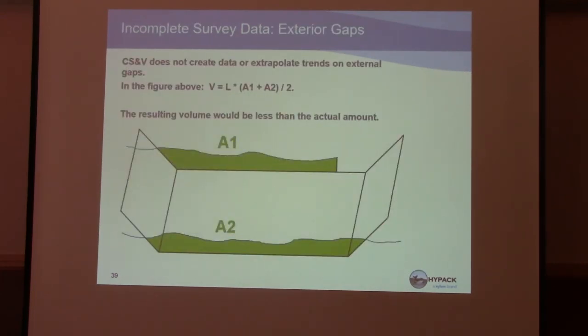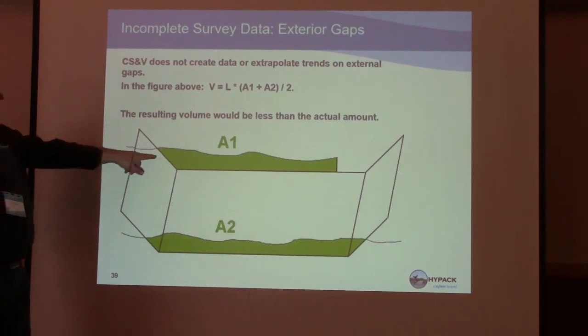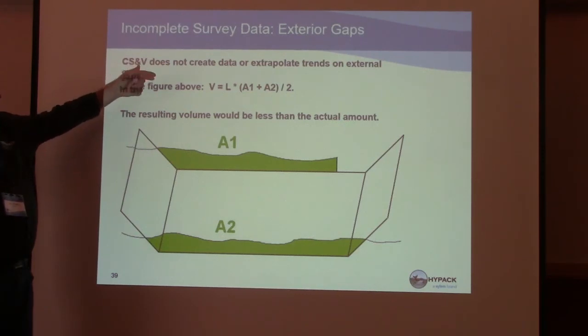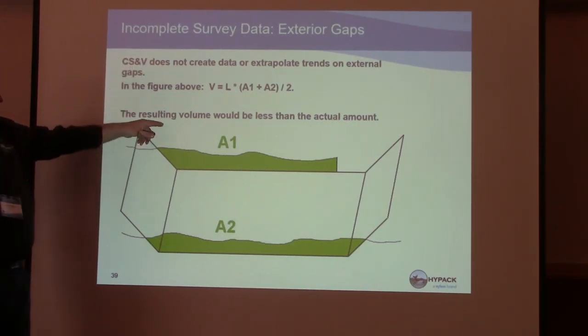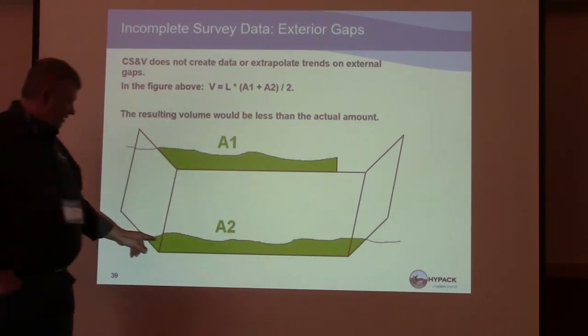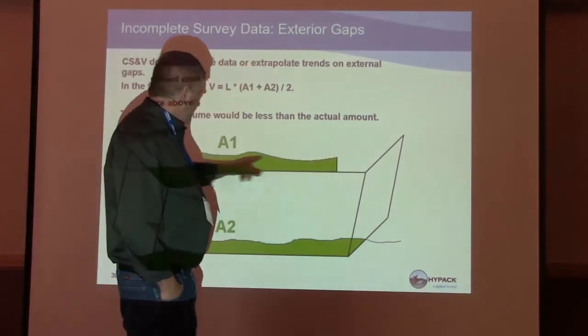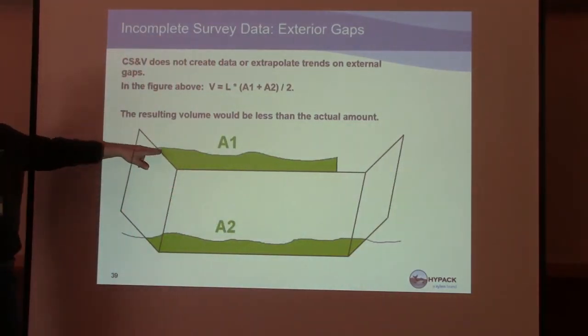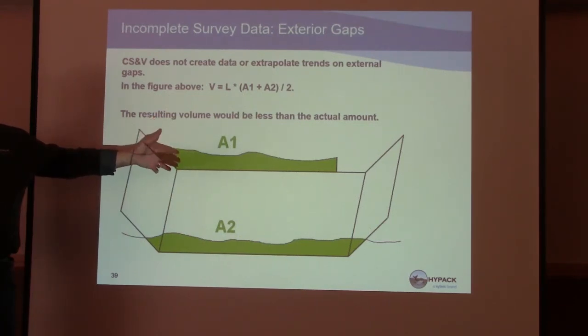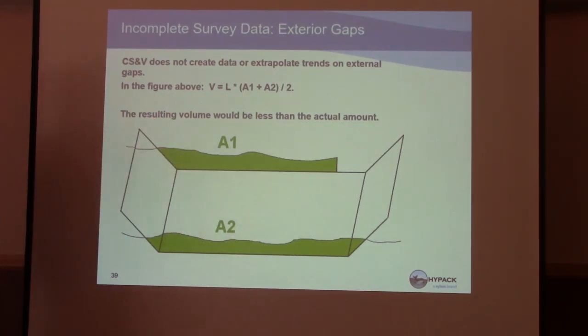Incomplete survey areas. So CSV does not create data or extrapolate. In the figure above, the volume is going to be A1 plus A2, times the distance between the two, divided by 2. That's going to give you the volume. Well, and here we got data all the way across the template, and here we stopped short, but it's going to assume the width of the template is the same. Right? So it assumes your data is the same. That makes sense? You understand why there's an issue there?